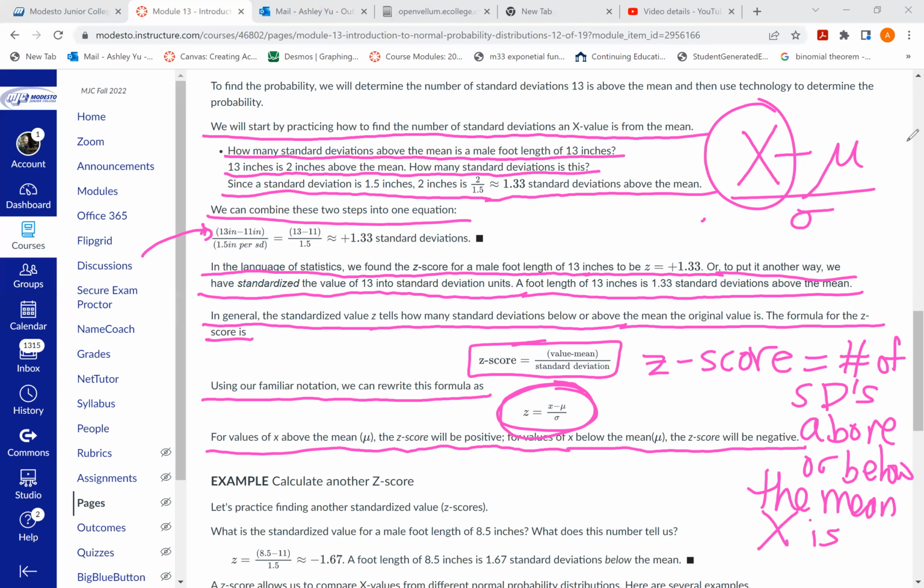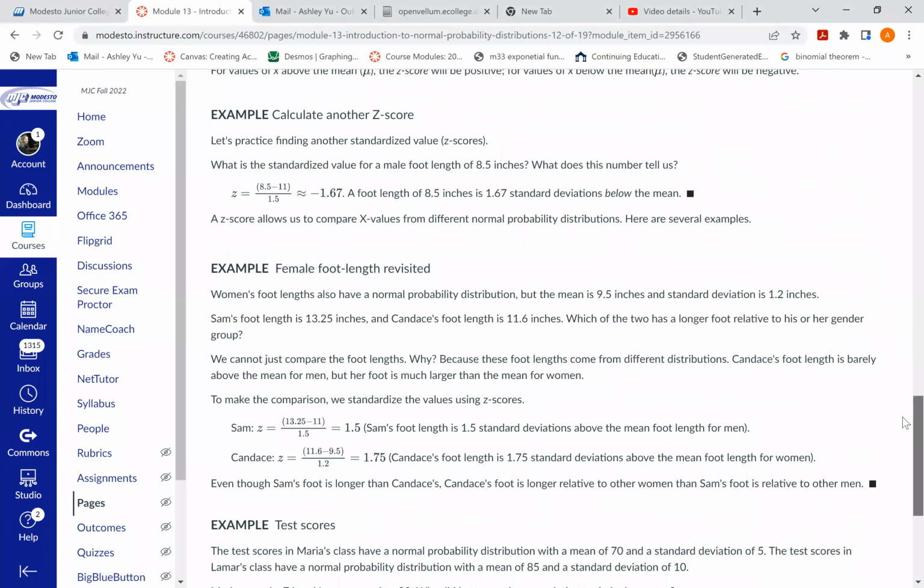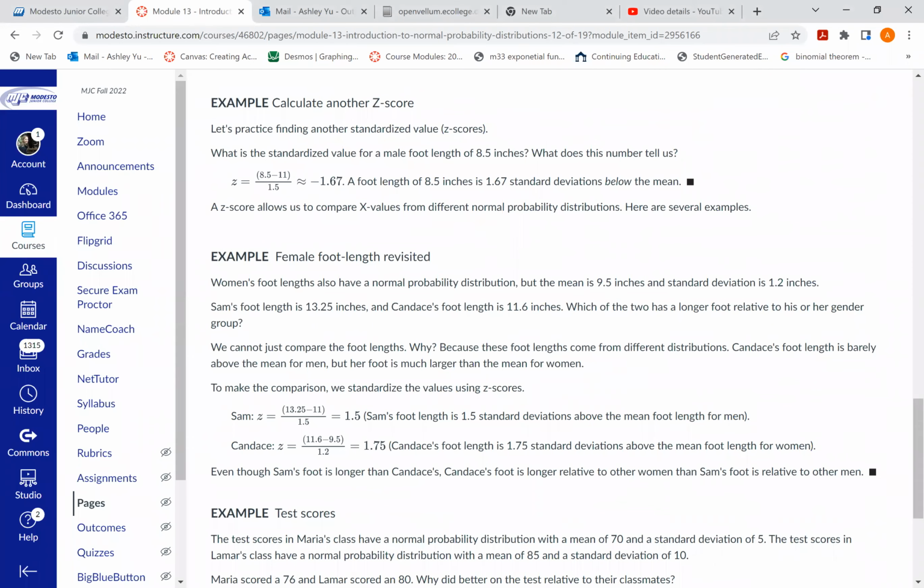Okay. Let's scroll down and see what else we can figure out here. Let's look at some examples just to kind of reiterate this idea. Let's calculate another z-score. Let's practice finding another standardized value. So it's going to be some value we're interested in that's not 1, 2, or 3 standard deviations above or below the mean. It's some kind of decimal value of standard deviations. What is the standardized value for a male foot length of 8.5 inches? What does this number tell us?